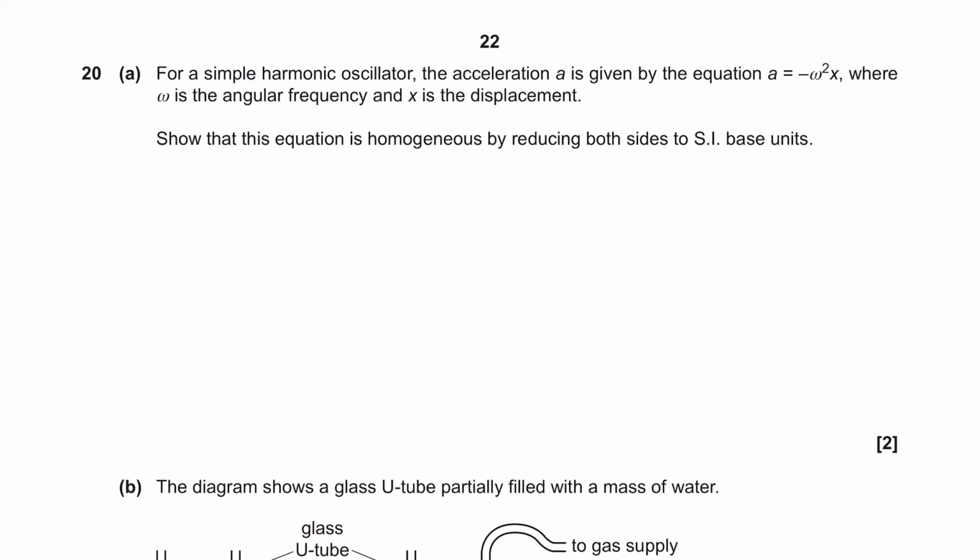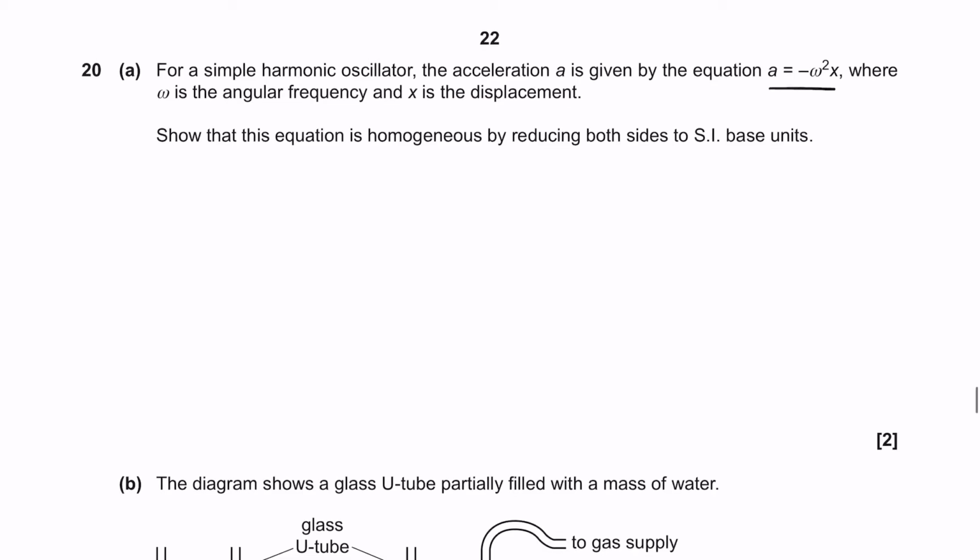Okay, so for part A, it says, for a simple harmonic oscillator, the acceleration a is given by the equation that, where omega is the angular frequency and x is the displacement. Show that this equation is homogeneous by reducing both sides to SI base units. Homogeneous means, well, same units. So we need to prove that it is the same units on either side of the equation. So we know that for the left-hand side, the unit of a is meters per second squared. This is the most simple unit, base unit therefore.